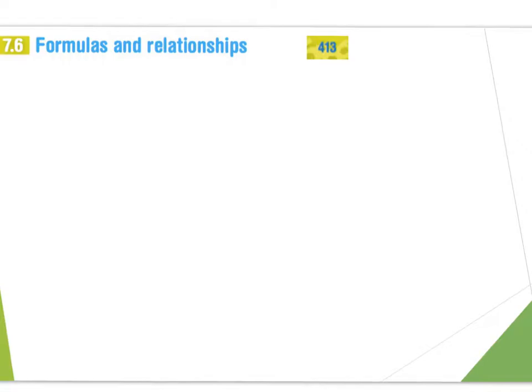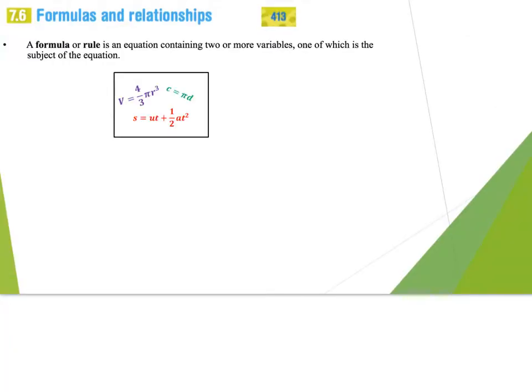We're now getting to the more practical side of this subject and this topic, and we're going to see how we apply this in other areas of your schooling. Now, what is a formula? A formula or a rule is an equation containing two or more variables, one of which is the subject of the equation. And I'll get back to that word, the subject of the equation.